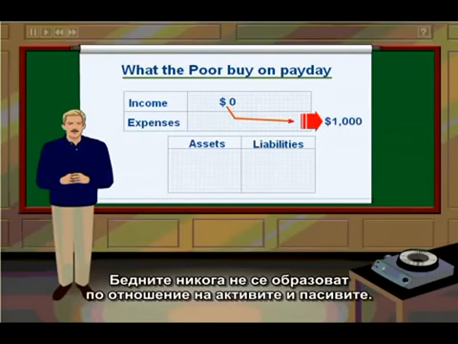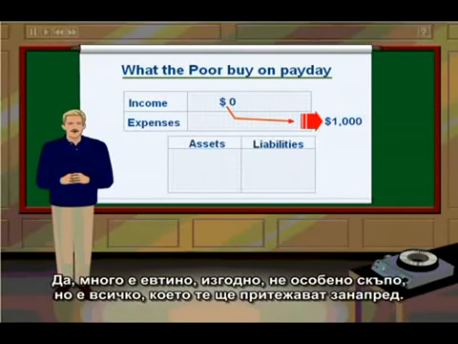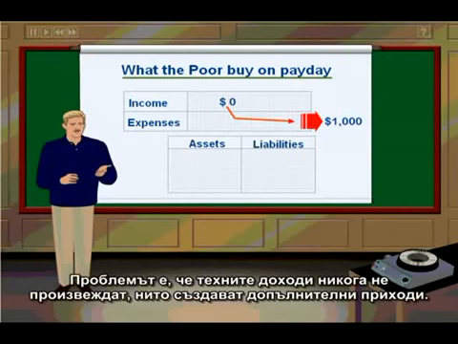The poor really never educate themselves on assets and liabilities. The poor justify their buying all of this stuff by claiming that it costs so little. Yes, it was very cheap, inexpensive, not a lot of money, but over the years, it's all they ever had. The problem is their income never produced or created more income.